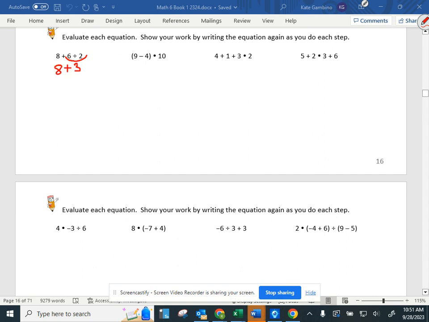So you're going to write all this out. This is showing your work. So then 8 plus 3 is all that I have left. What is 8 plus 3? 11.